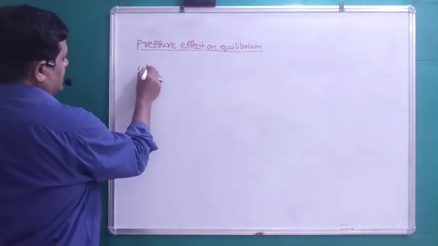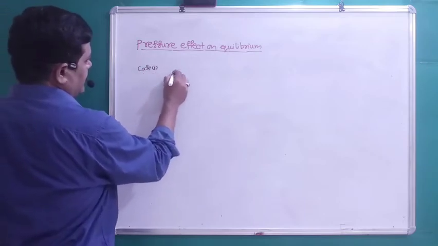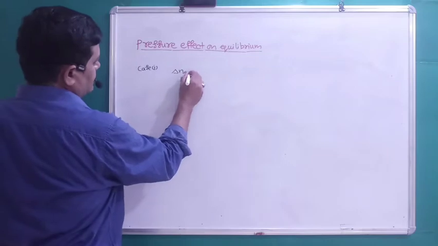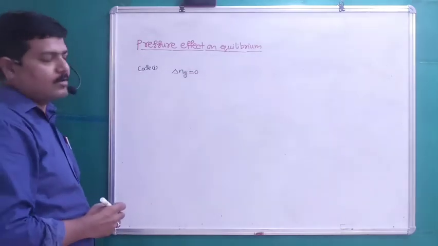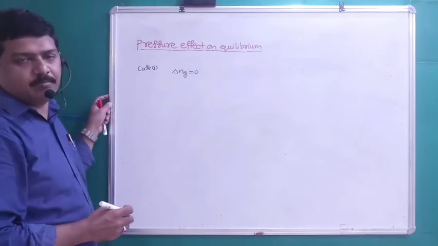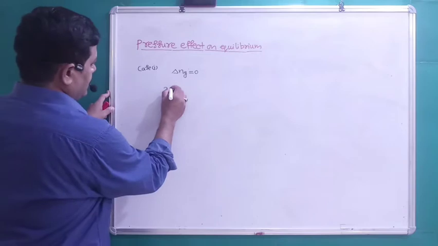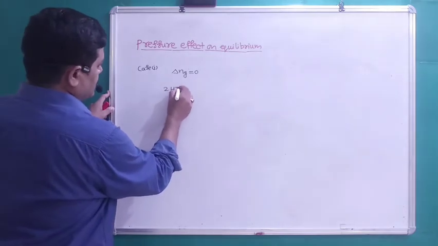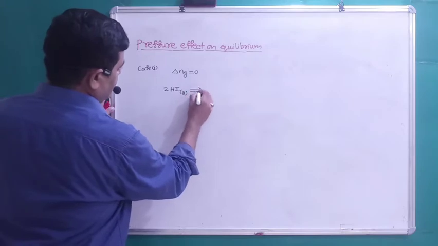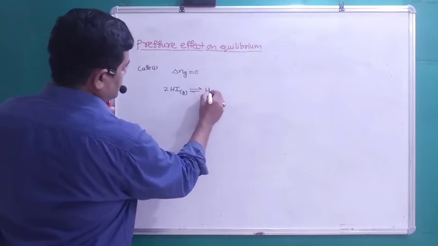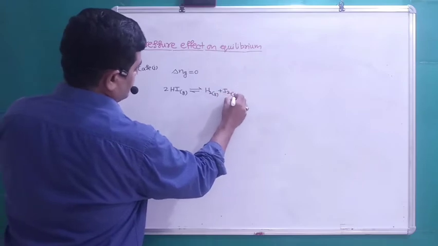First, case 1 we will consider. Case 1, delta Ng is equal to 0. That is, the number of gaseous moles of products is the same as the number of gaseous moles of reactants. For example, we will take the thermal decomposition of HI: 2HI gas is in equilibrium with H2 gas plus I2 gas.